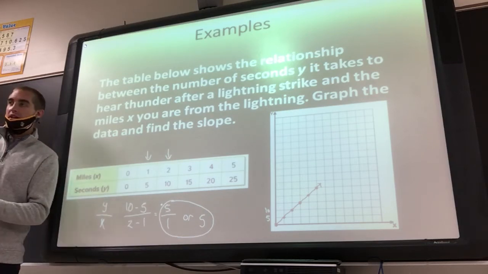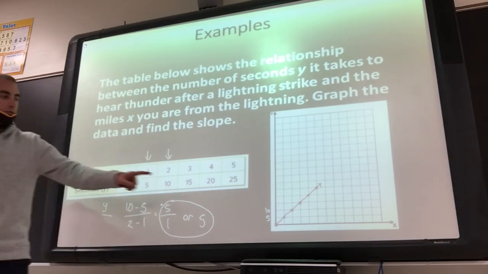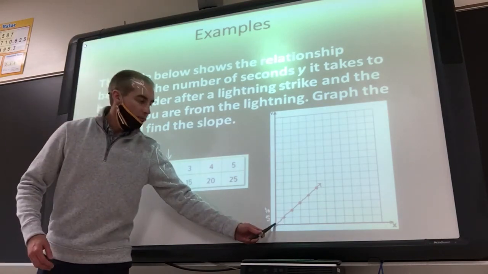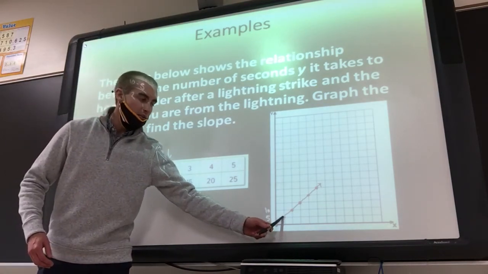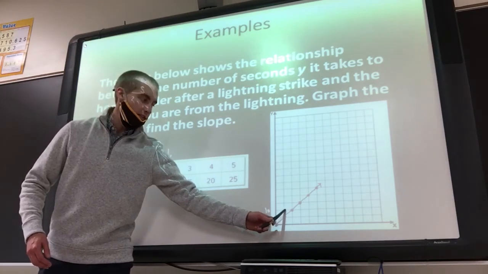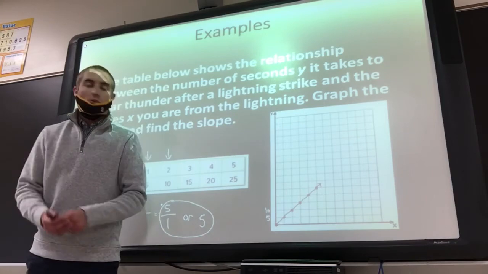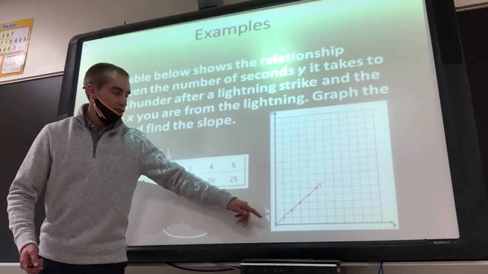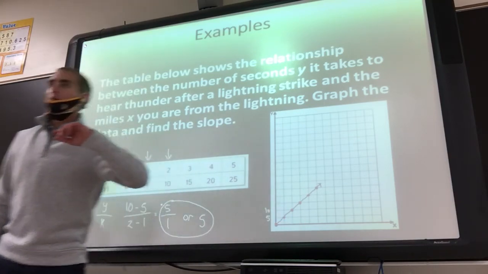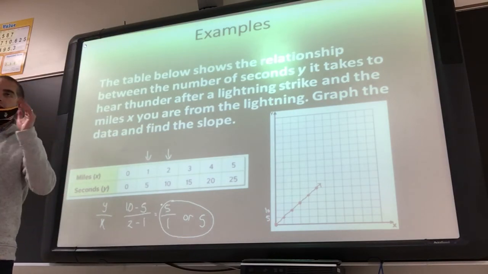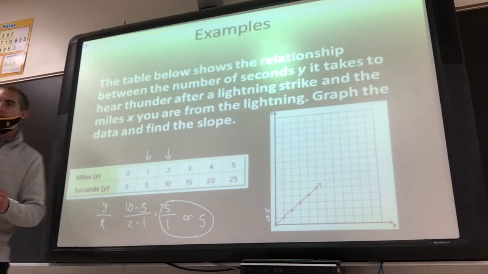So what we are saying is to go from one point to the next, we're going to go up 5 and right 1. And that's what we did. We went up by 5s on the y-axis, and we went to the right by 1 on the x-axis. So that's what the slope is. We're saying we're going up 5 and over 1, and that's it.